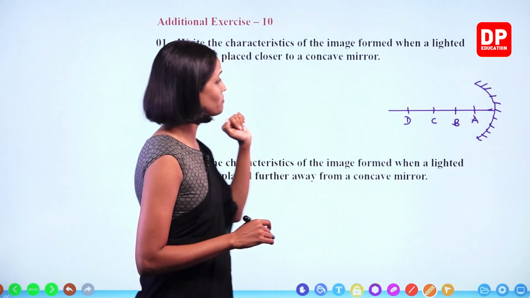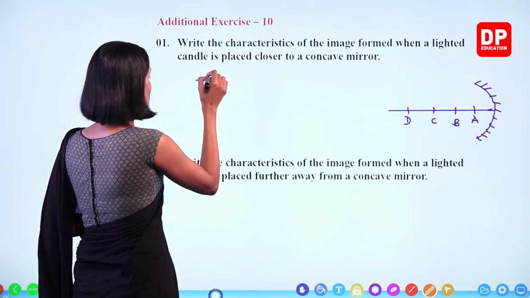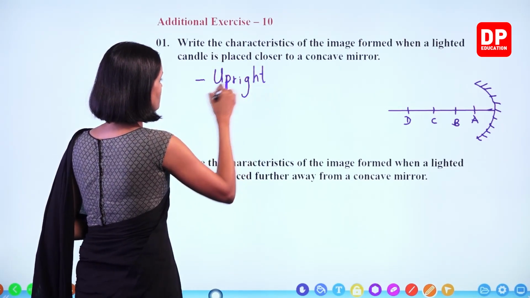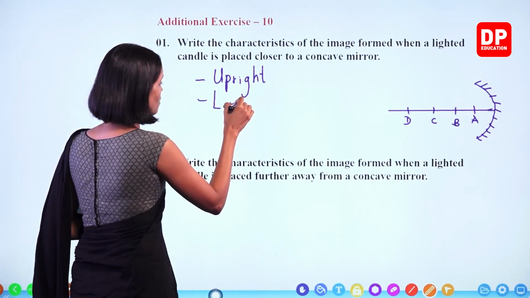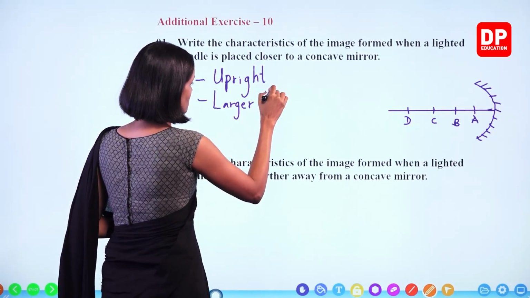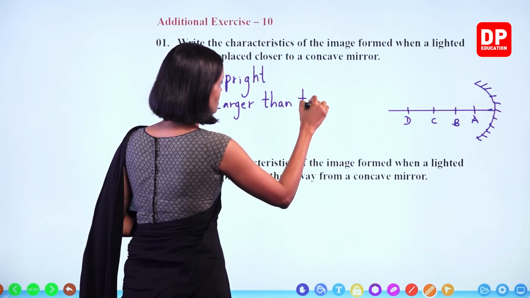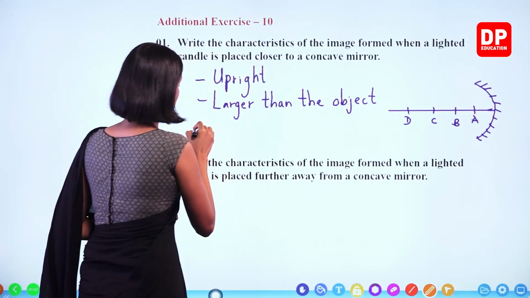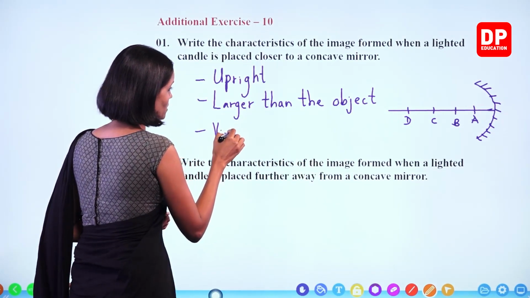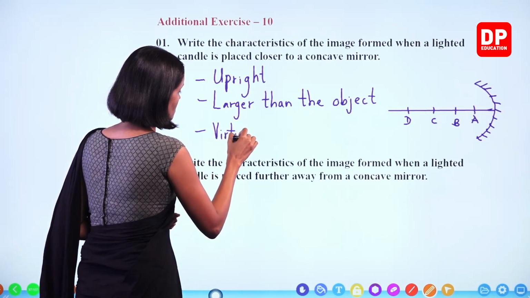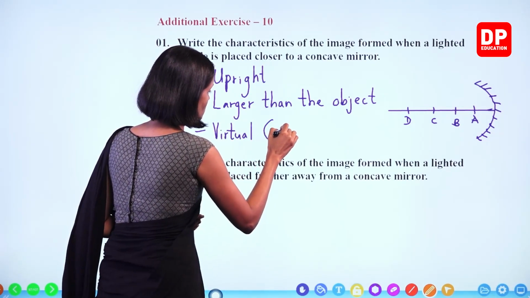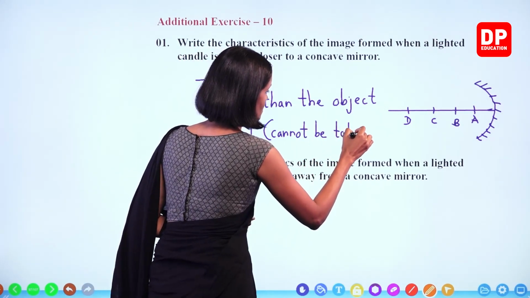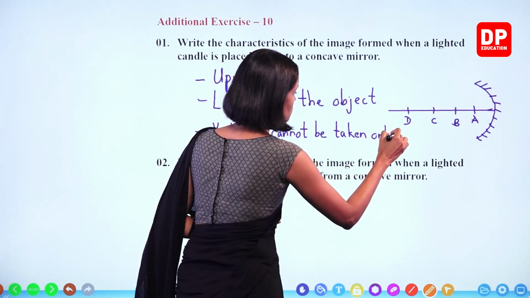Okay, so we will write the characteristics of the image formed when a lighted candle is placed closer to a concave mirror. Upright, larger than the object, virtual, which means cannot be taken onto a screen.